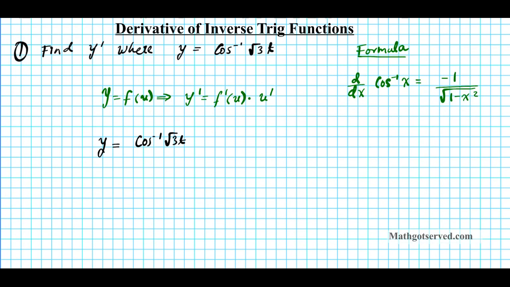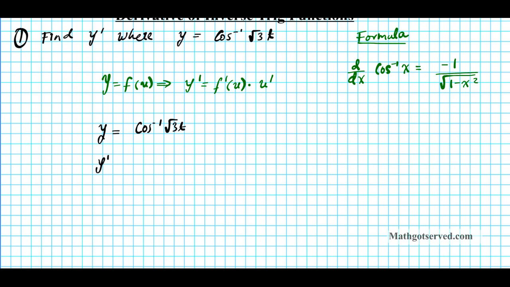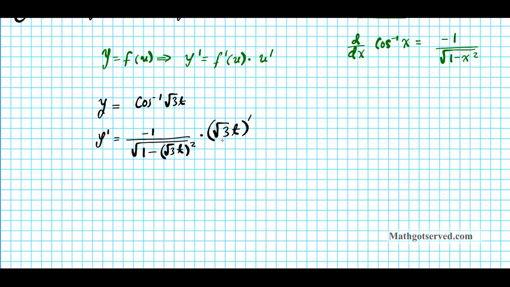Now, if we find the derivative, y prime, of the outer function holding the inner fixed, we are going to have negative 1 over the square root, applying this formula here, of 1 minus u squared, which is root 3 times t, squared. Okay? And then we're going to multiply that by the derivative of the inner function, u prime, which is root 3t prime. All right? Now let's go ahead and simplify this piece and then differentiate that.